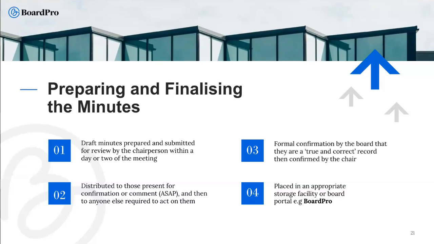Whether that means they actually have to be physically signed, or whether they can simply be confirmed at the following meeting, is a bit contentious as well. So Danica, what's your experience here? Do you get your minutes physically signed? I do for a couple of boards that I work for, and I don't for others. It's really down to what the company wants and expects.